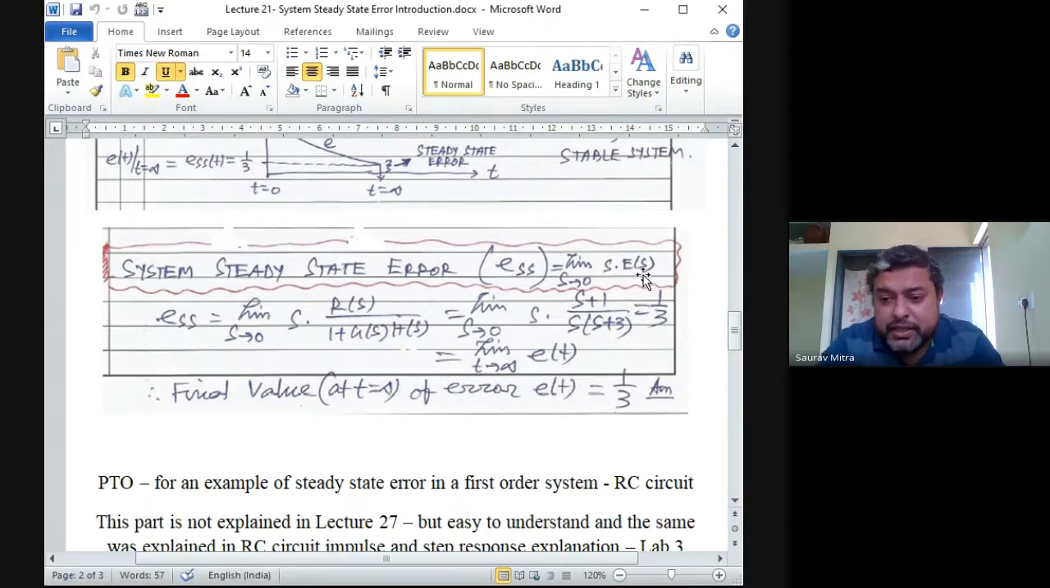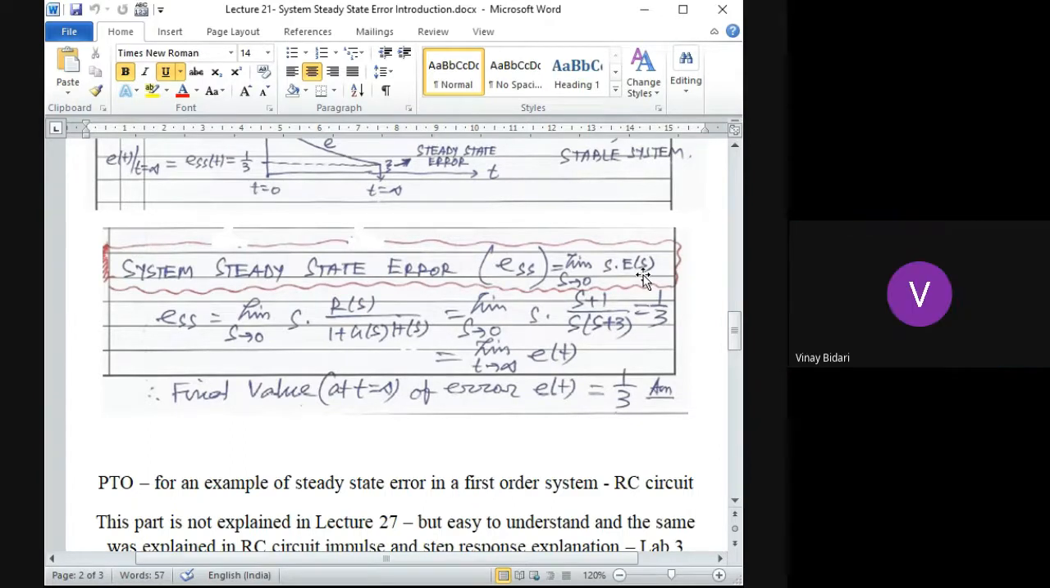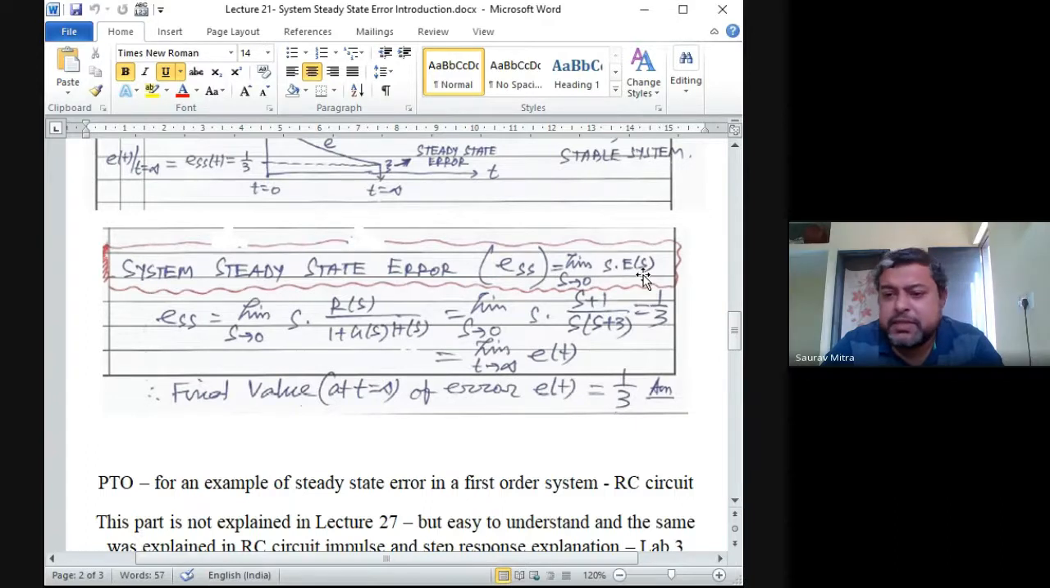What is the formula for E(s), Vinay? Just now you have proved what is the formula for E(s). R(s) by 1 plus G(s)H(s). R(s) divided by 1 plus G(s)H(s). Multiply s with that. That means s into R(s) divided by 1 plus G(s)H(s), and take limit s tends to 0. Okay, so what is the formula of steady state error? That is limit s tends to 0, s into R(s) divided by 1 plus G(s)H(s).